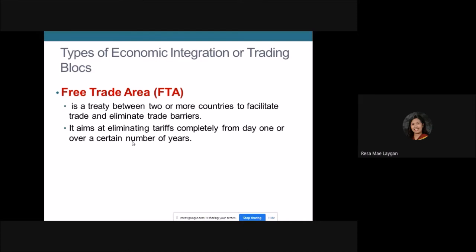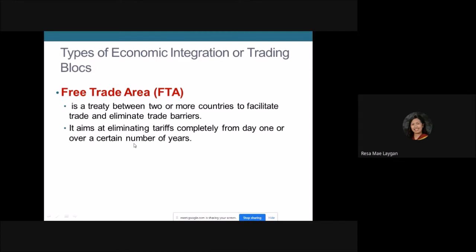No tariff, no quota, no barriers to entry. So this is a treaty between two or more countries to facilitate trade and eliminate trade barriers. It aims at eliminating tariffs completely from day one or over a certain number of years, as long as you are a member of these trading blocks. In this type, country members of the free trade area completely eliminate tariffs against each other. However, they still have their individual tariffs for other trading partners who are non-FTA members.